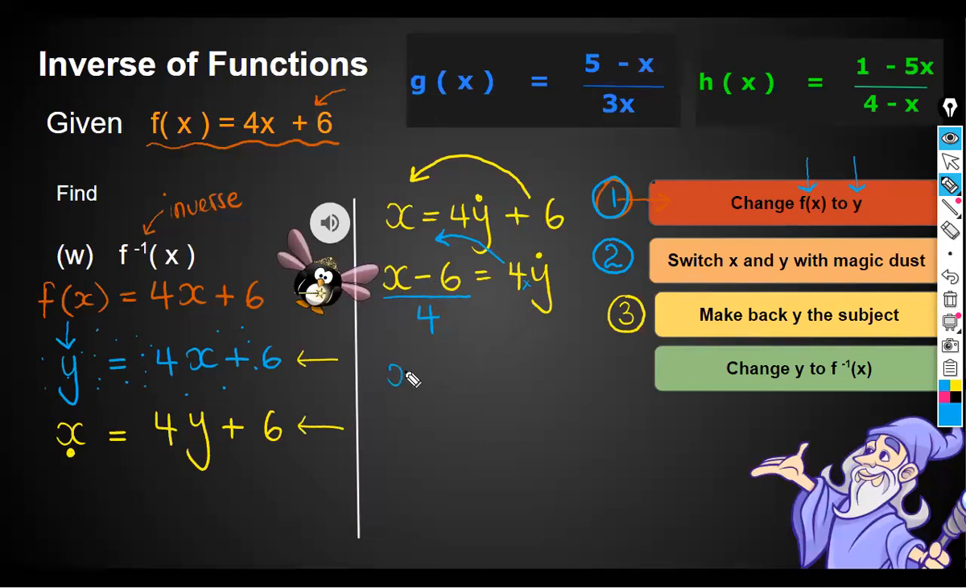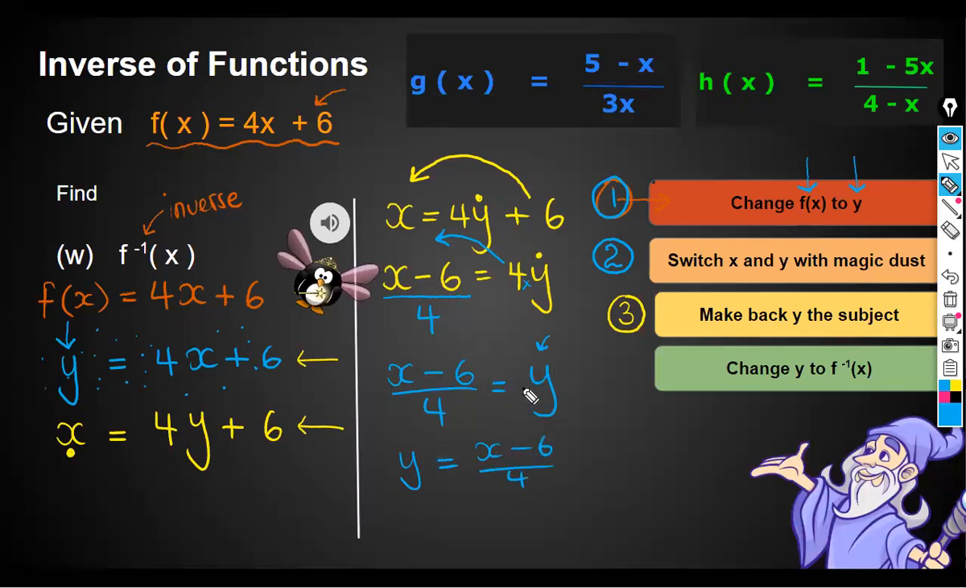You all notice you all just made y the subject. Look, y alone is on one side and everyone else is on the other side. Now, if this makes you uncomfortable, like you're not accustomed to seeing y on the right-hand side, you could switch it around, you can just put the y here. Right? Everyone could trade places.